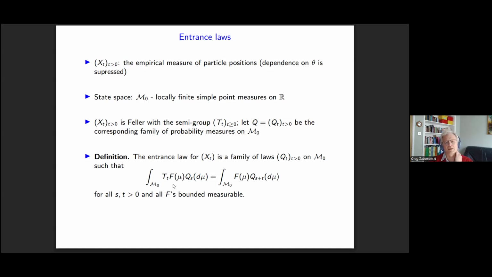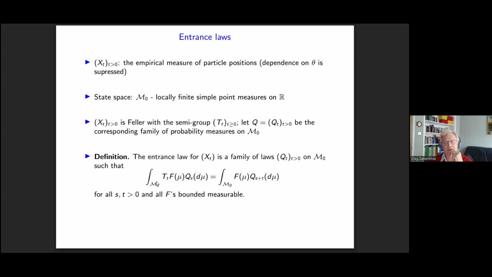So I can either push my observable with the semigroup by time t, and then average over the law at time s, or I can average over the law at time s plus t. Right? So, of course, what is so special about this definition? It looks like a completely standard version of the Kolmogorov equation. Q_{s+t} is equal to T_t star applied to Q_s.